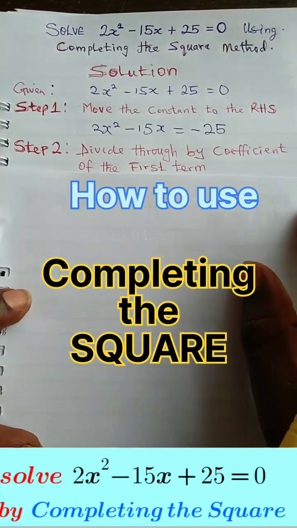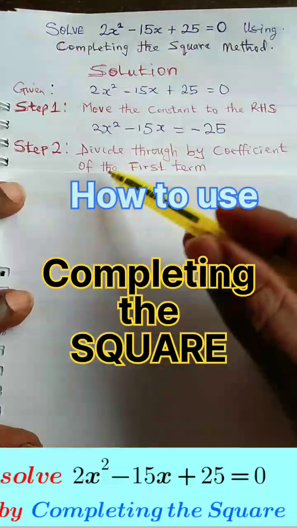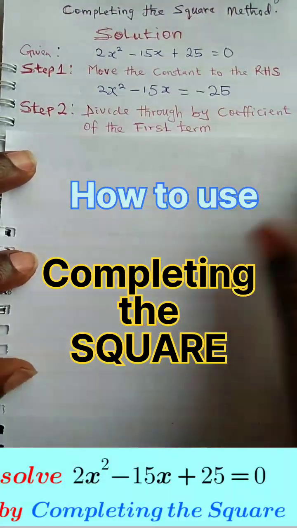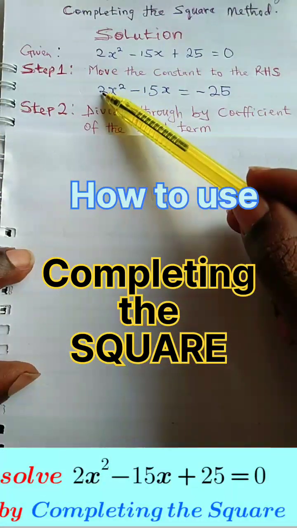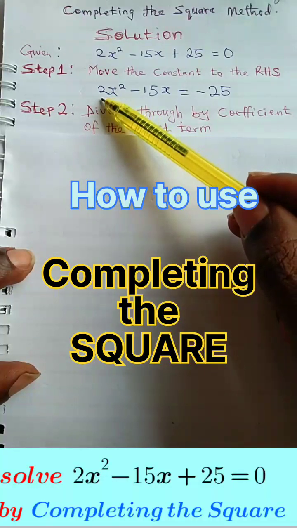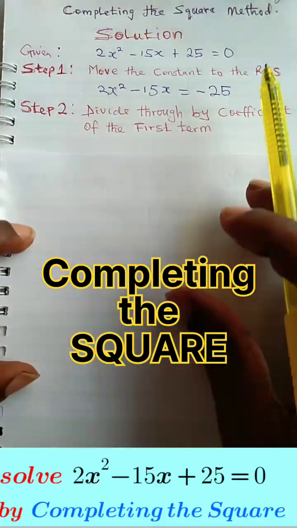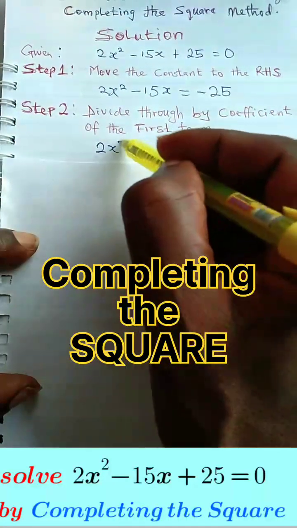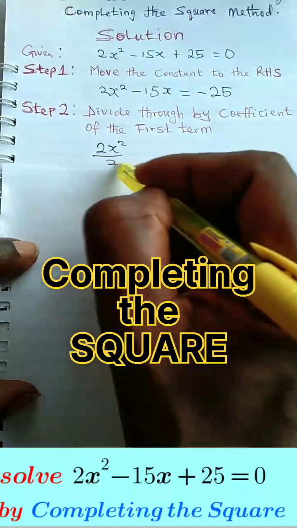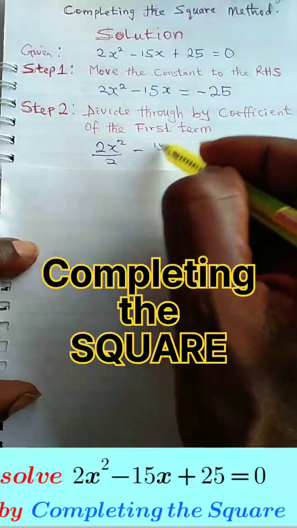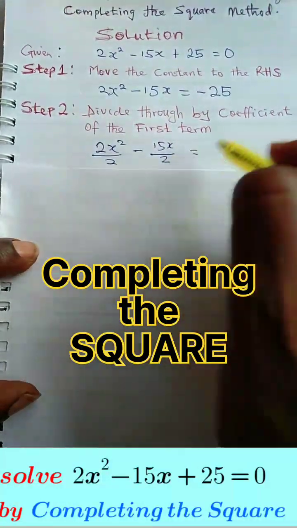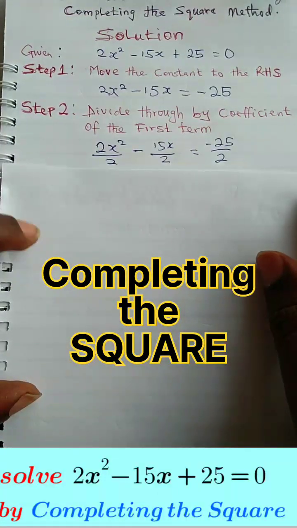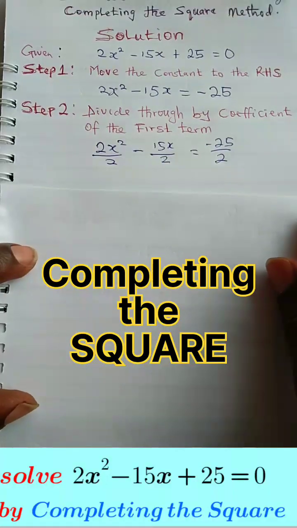The second step says divide through by the coefficient of the first term. Let's look at the coefficient of the first term. Our coefficient of the first term here is 2. So we are going to use this 2 to divide all through. So I'm going to have 2x squared divided by 2, 15x divided by 2, and then 25 divided by 2. So I've divided all through by 2.